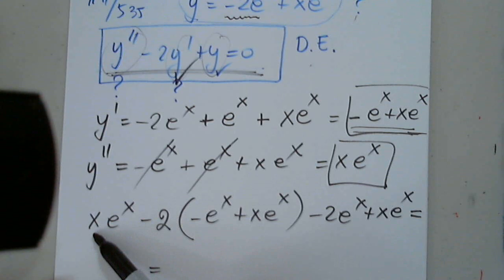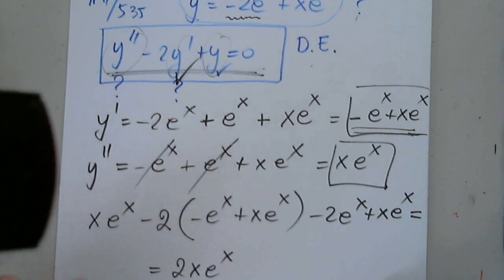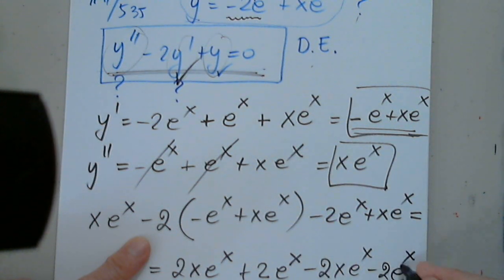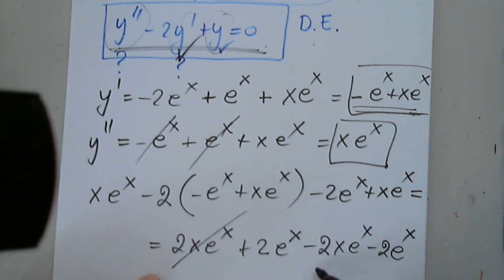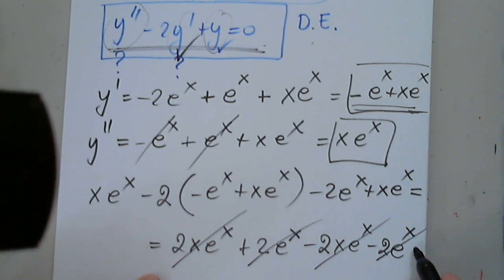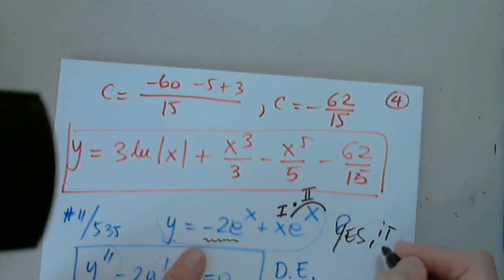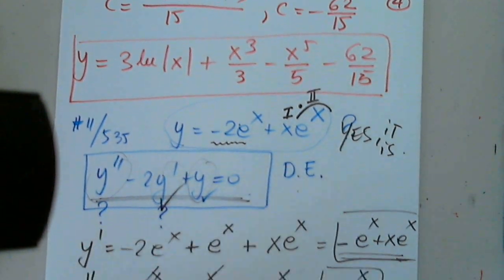So, x e to the x plus x e to the x, 2x e to the x. Negative 2 times negative 1 is positive 2 e to the x. Negative 2 times x e to the x, negative 2x e to the x, minus 2 e to the x. So what is the answer? 0. I go back and say, yes, it is a solution of the differential equation.